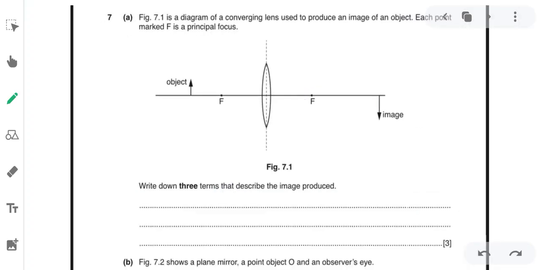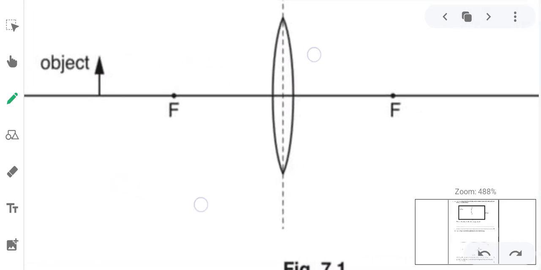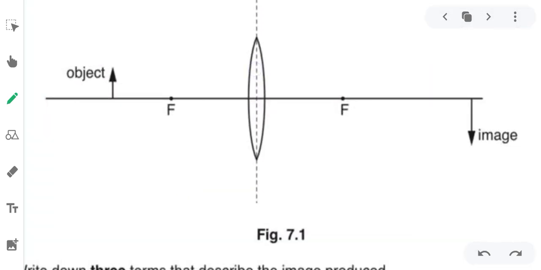He says here to write down three terms that describe the image produced. If you look at the size of both the object and the image, you will see that the image is enlarged. So one thing is enlarged. The second is that it is inverted.